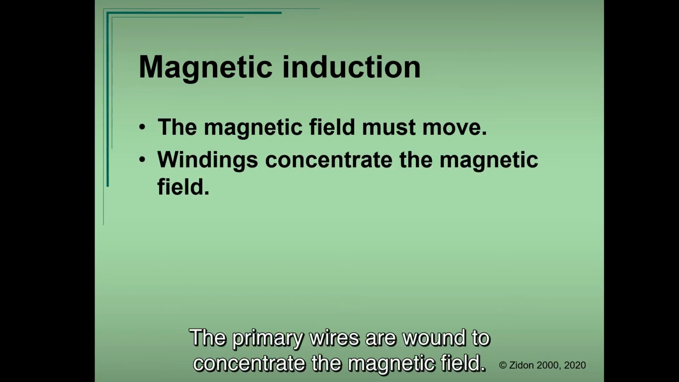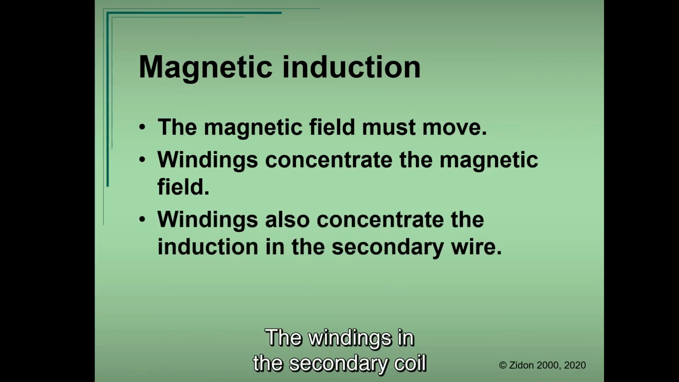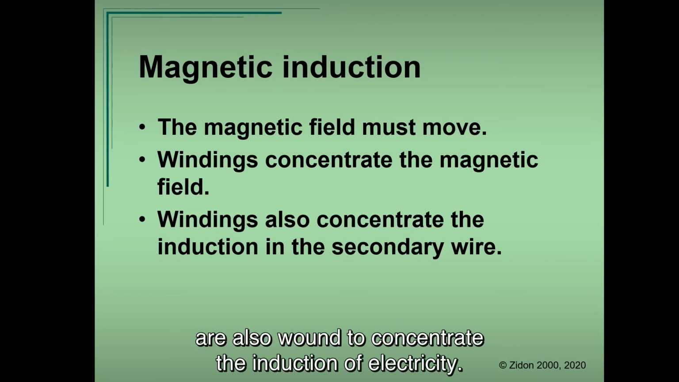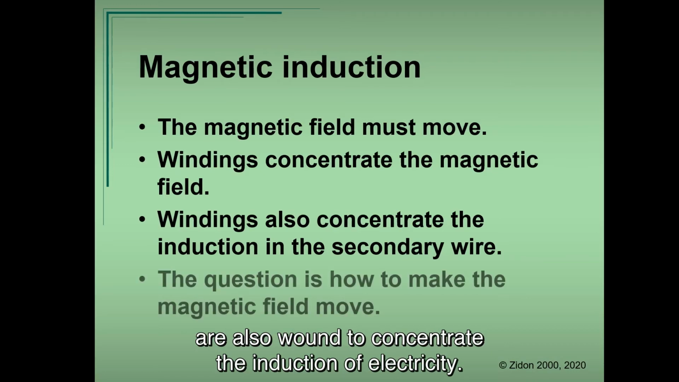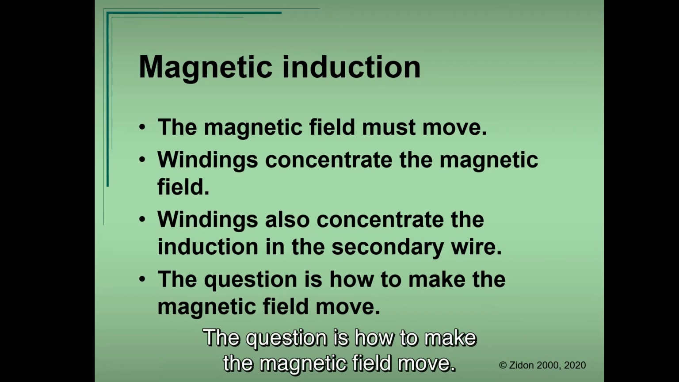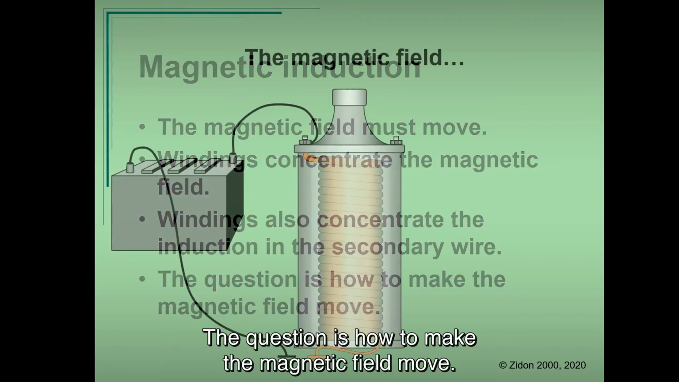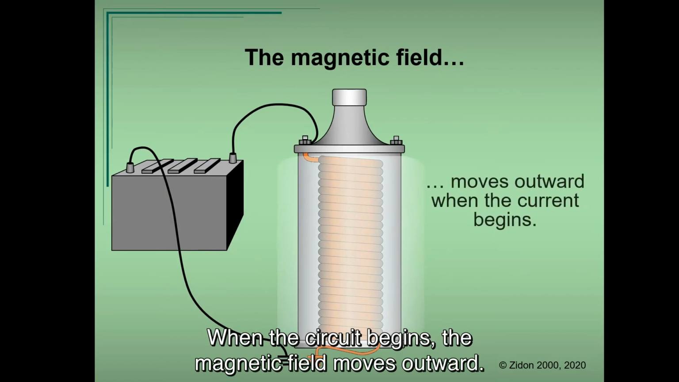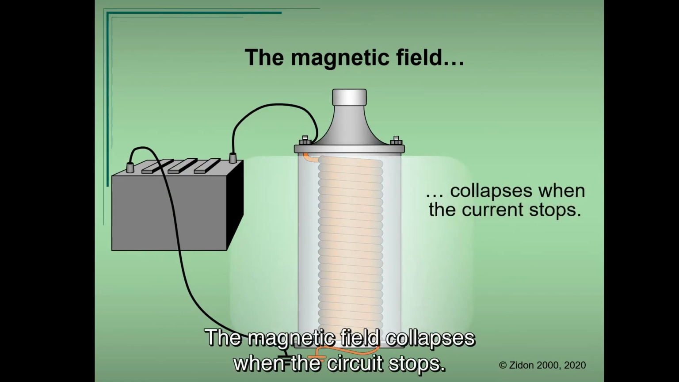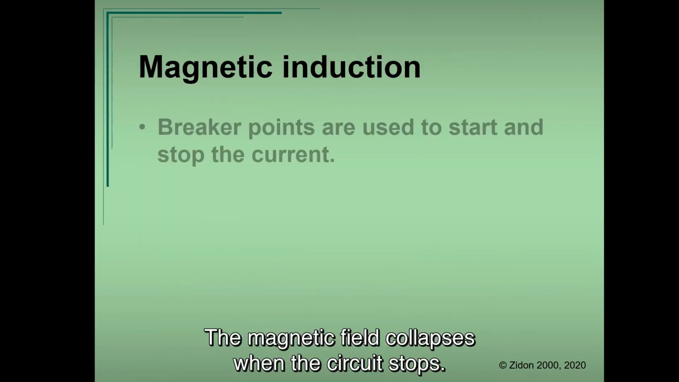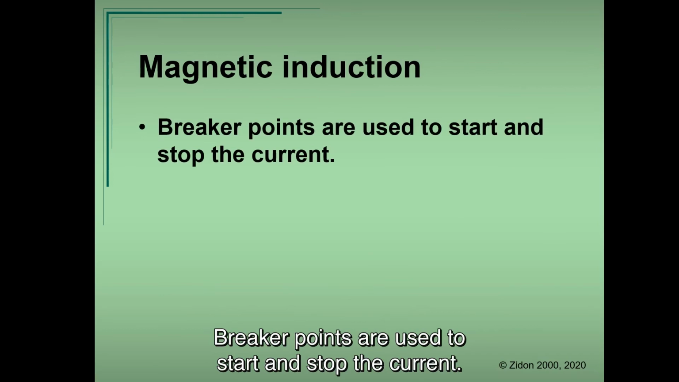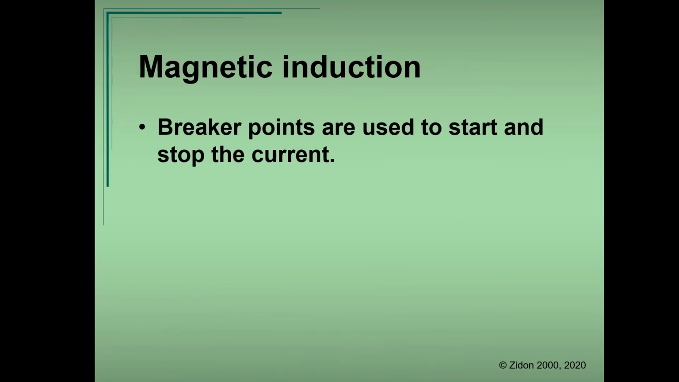The primary wires are wound to concentrate the magnetic field. The windings in the secondary coil are also wound to concentrate the induction of electricity. The question is how to make the magnetic field move. When the circuit begins, the magnetic field moves outward. The magnetic field collapses when the circuit stops. Breaker points are used to start and stop the current.